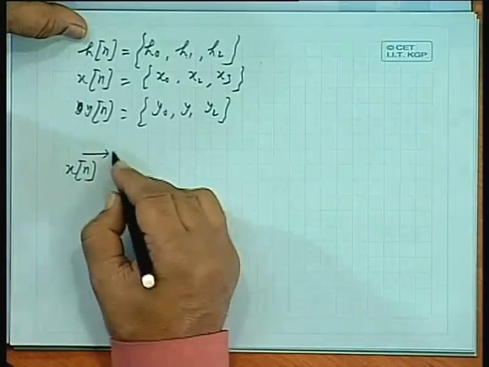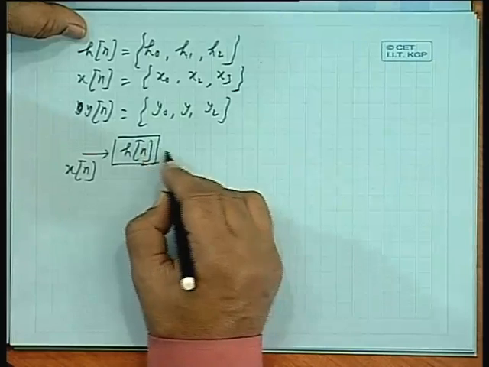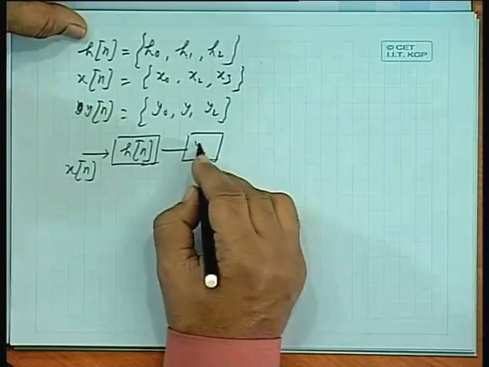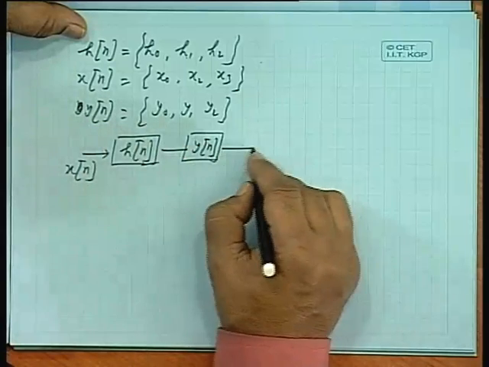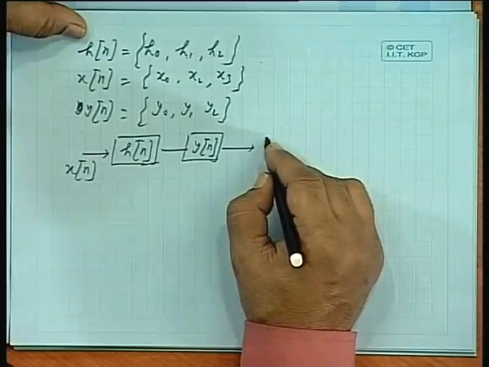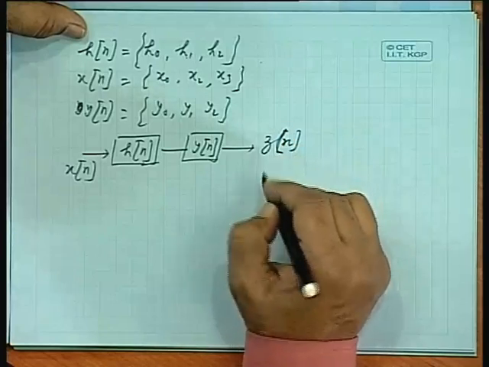xn, hn, yn. I could have chosen anything else and say the output is Zn. Okay.